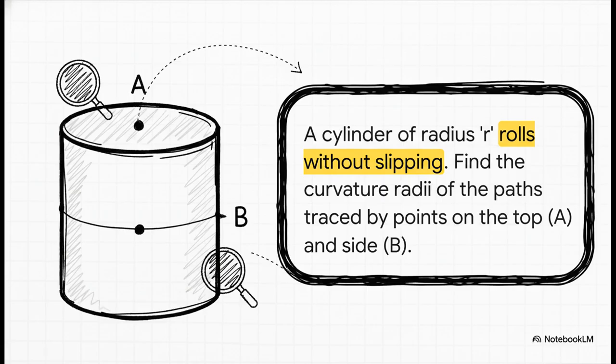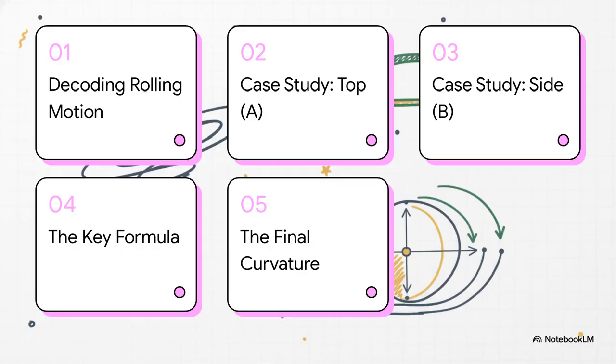The problem wants us to find something called the radius of curvature. Now, don't let the term intimidate you. All it really means is, how sharply is the path bending at a specific moment? We need to figure this out for two spots. Point A, right at the very top of the cylinder, and point B, on the side exactly level with the center.